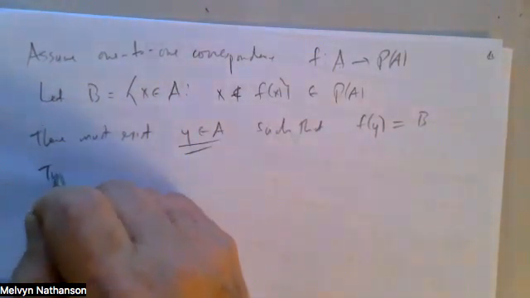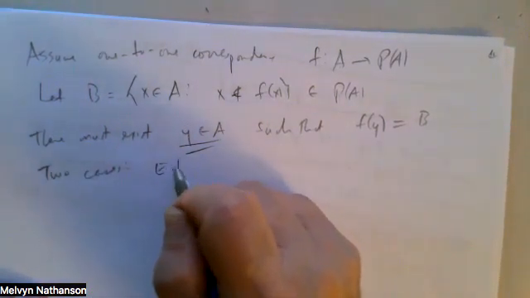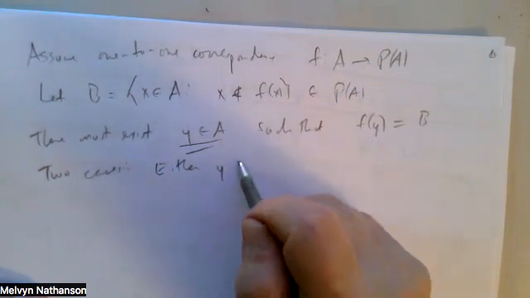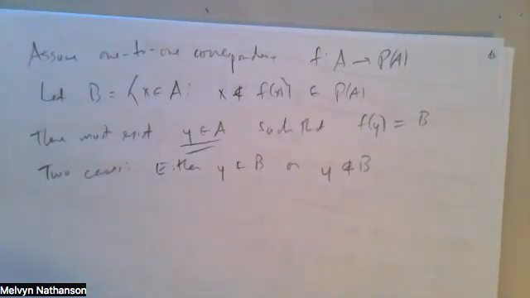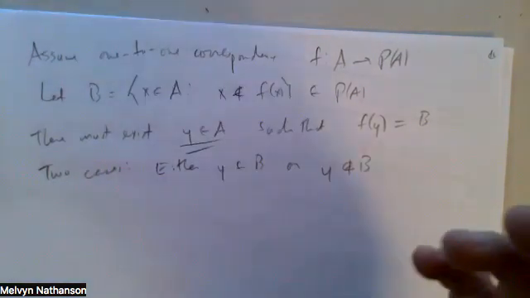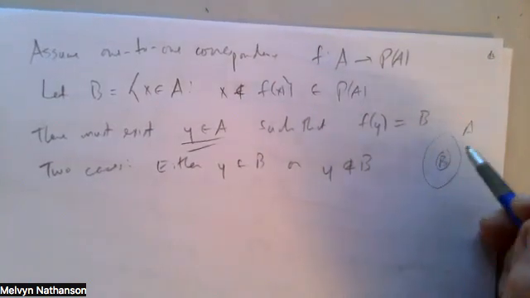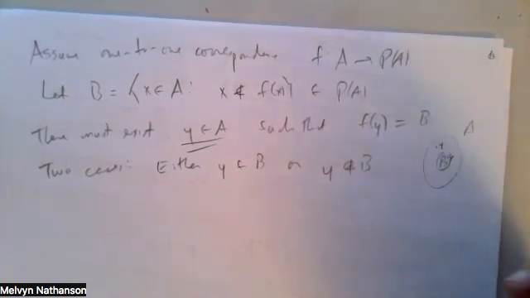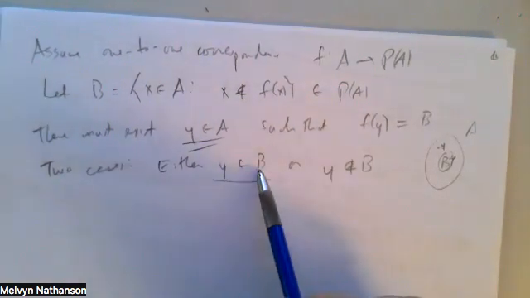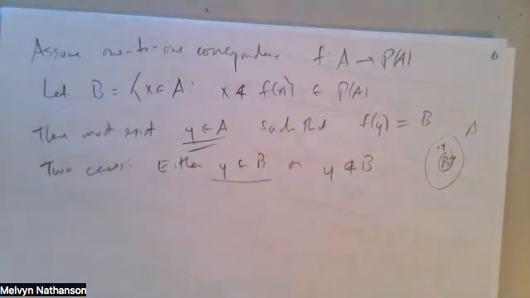Okay? So we have an element y in it. And there are only two cases that we can consider. Either y is in the subset B, or y is not in B. One or the other happens. If you have set A, the subset B, and an element y, either y is not in B or y is in B. There are only two cases. So B is a subset of A, y is an element of A, and either y is in B or y is not in B.